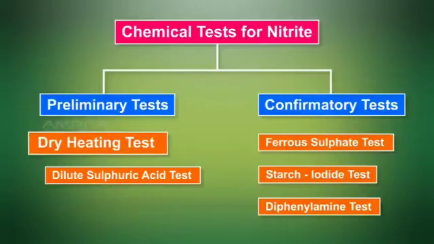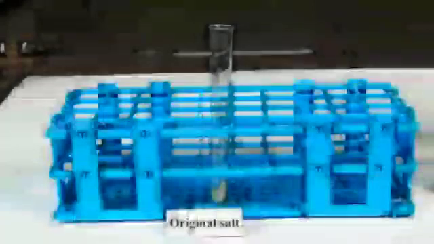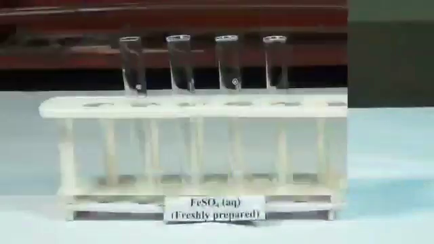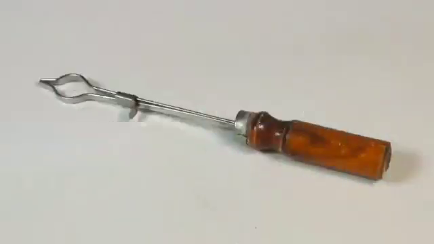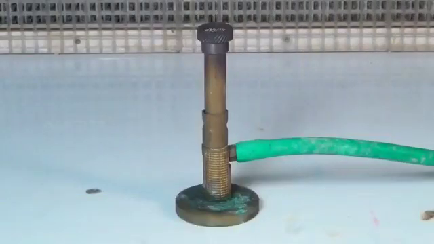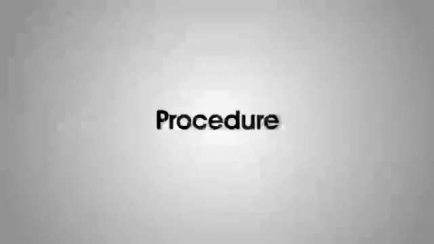Dry heating test. Materials required: original salt, ferrous sulfate solution, test tubes, test tube holder, and Bunsen burner. Procedure: take a small quantity of the salt in a test tube and heat it over the Bunsen burner.